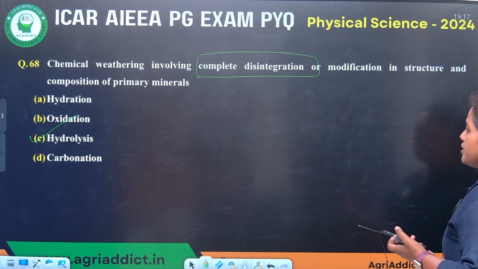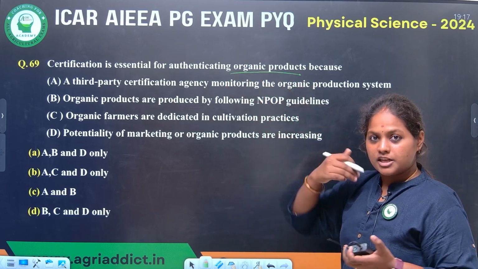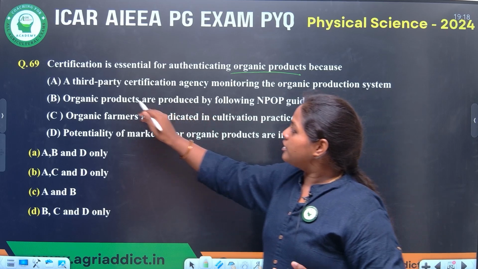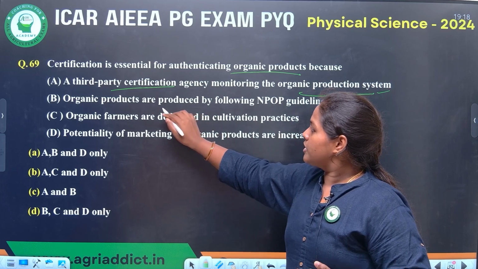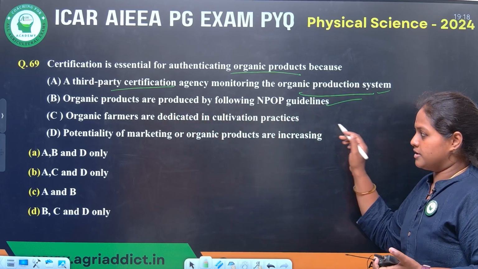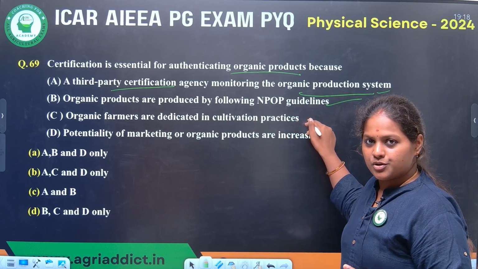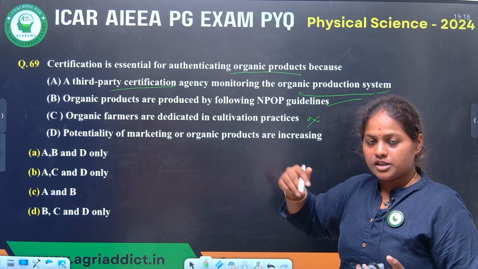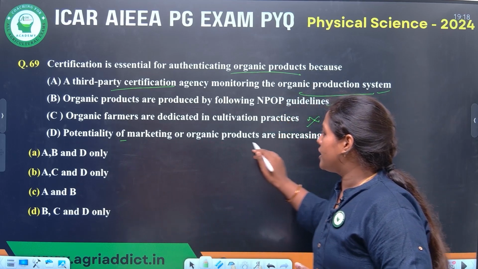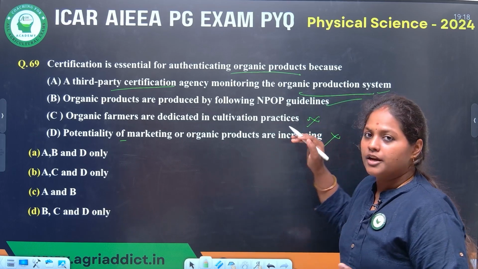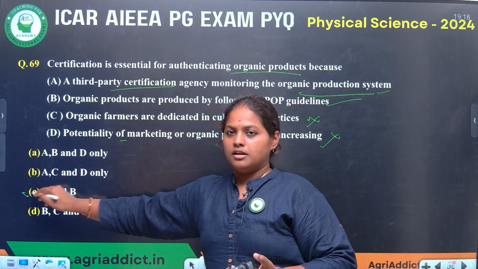Okay. Question number 69. Certification is essential for authenticating organic products. Why is certification essential? They are asking that. A third party certification agency monitoring the organic production system. Organic products are produced by following NPOP guidelines. Organic farmers are dedicated in cultivation. Is it the reason why they are issuing certification? No. Certification is something related to quality of the product. Potentiality of marketing of organic products is increasing? No. It is about safety, not about marketing and all. Answer is A and B. Option C.